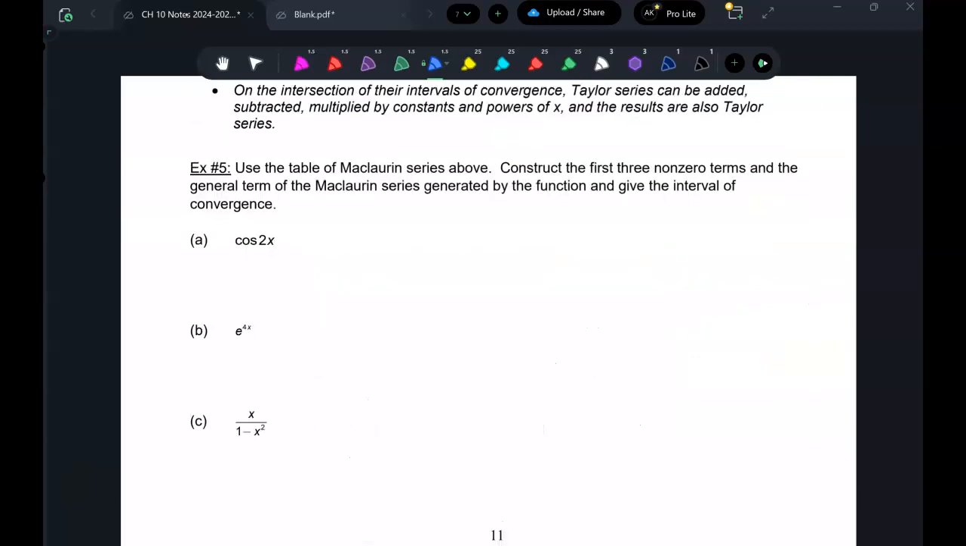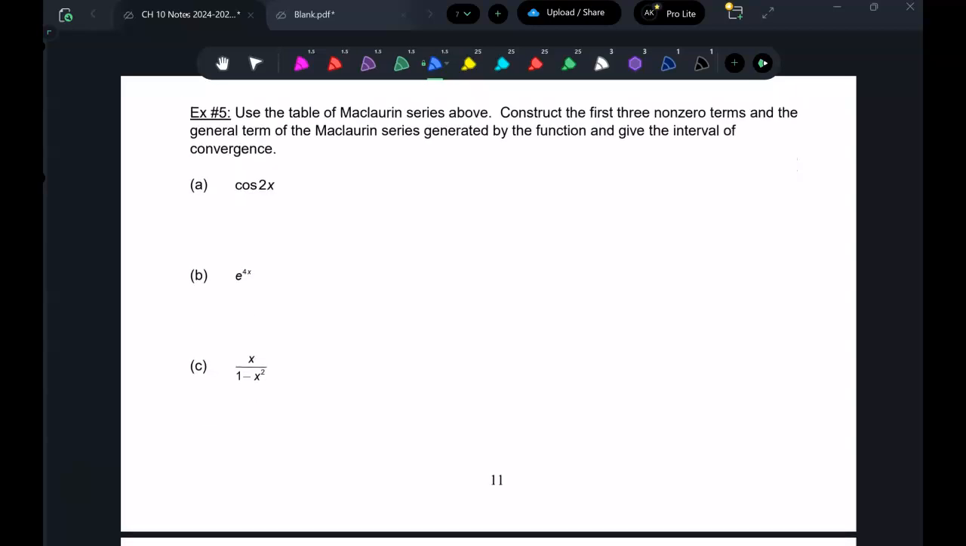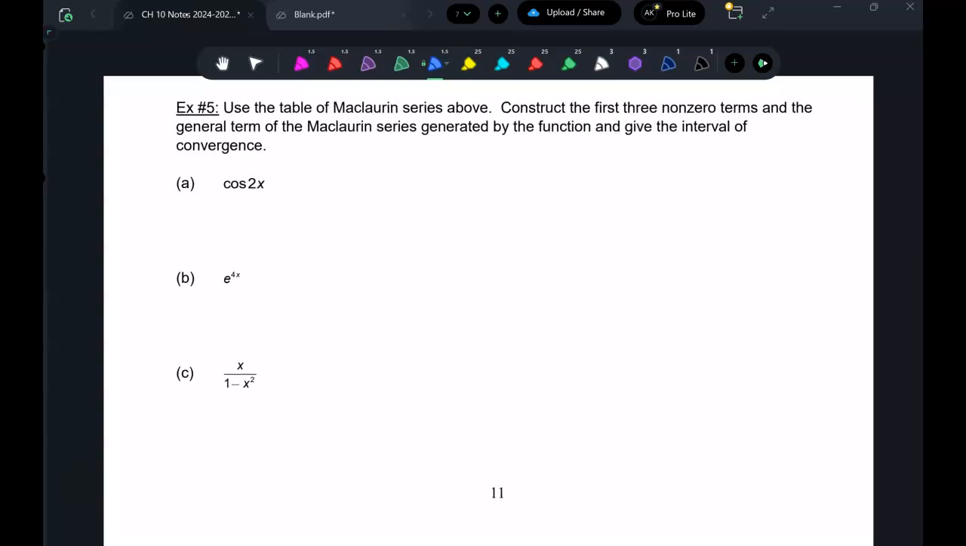Keep in mind, we spend a lot of time on this chapter, so this is just the very first part of it. Can you have functions whose series diverge and not converge?